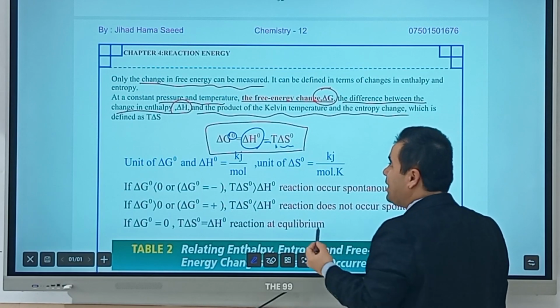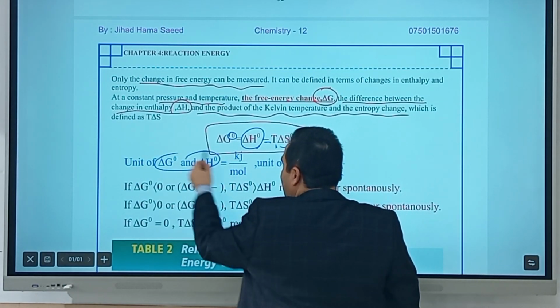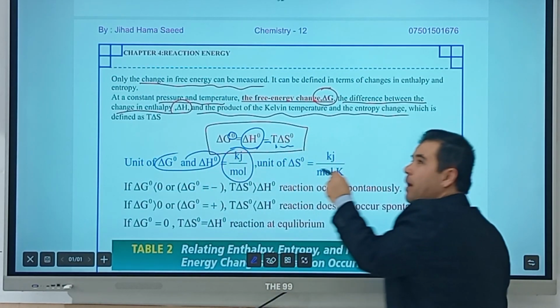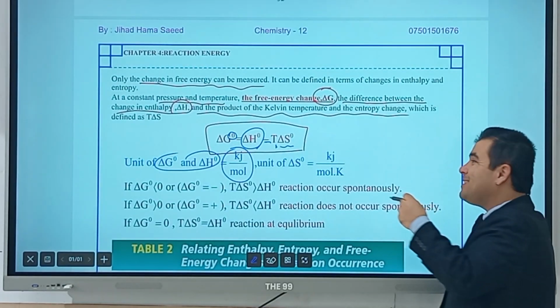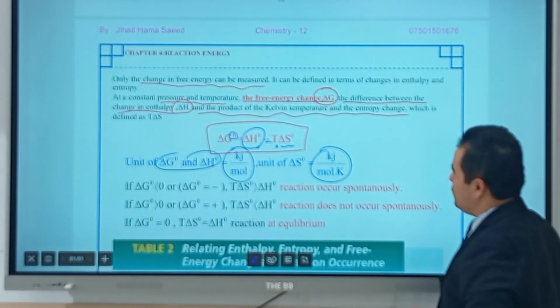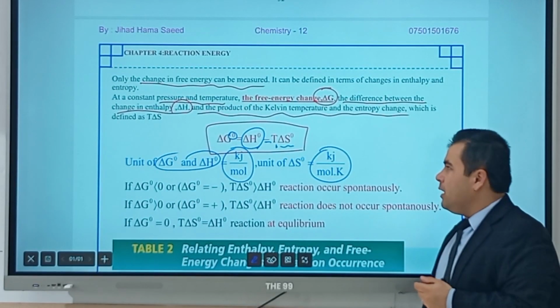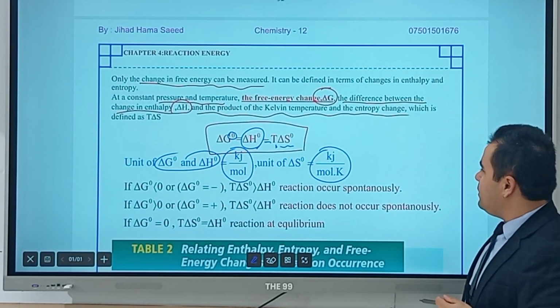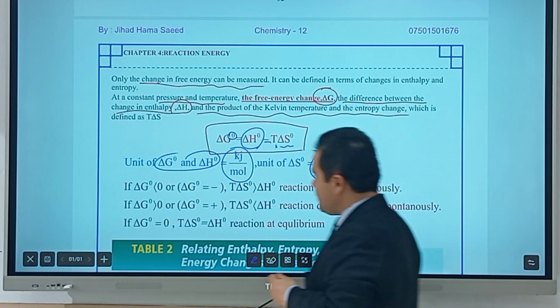The unit of delta G and delta H, both they have what? Kilojoule per mole, but the unit of delta S is kilojoule per mole Kelvin. You have to know the units. And the unit of the T is Kelvin in this case.